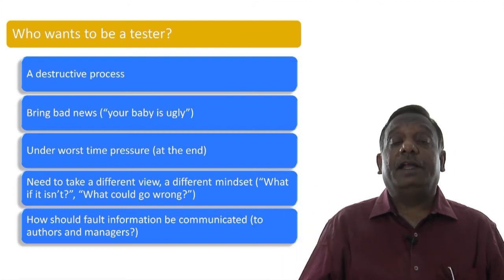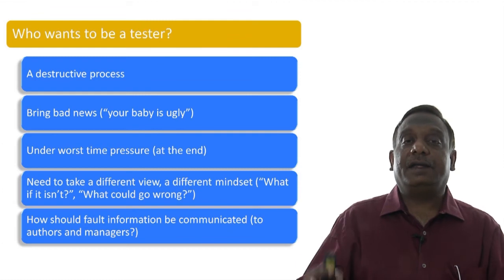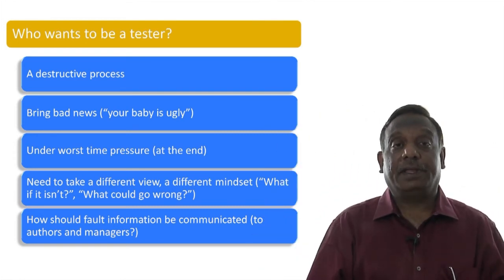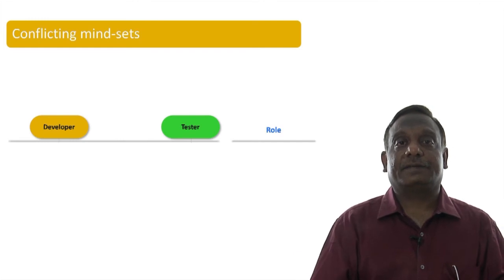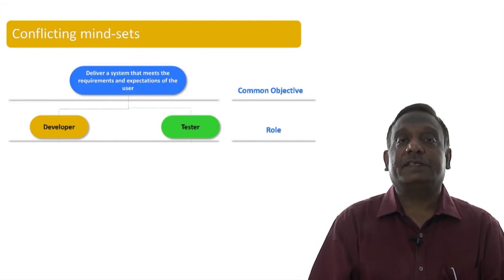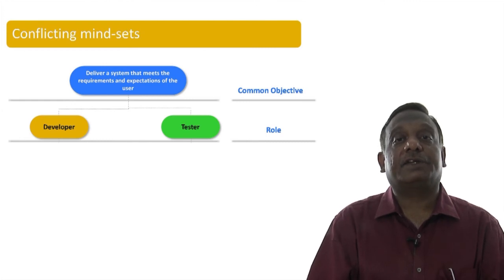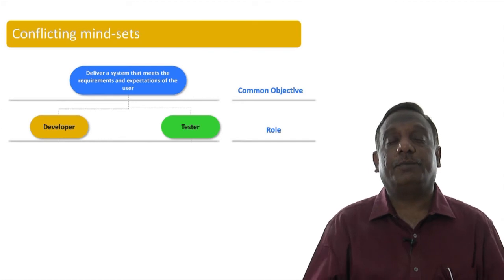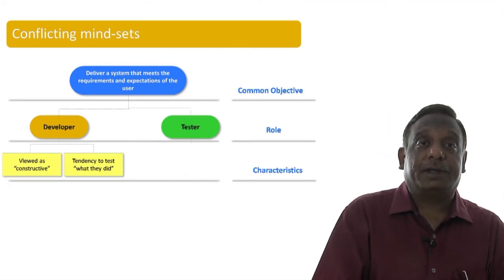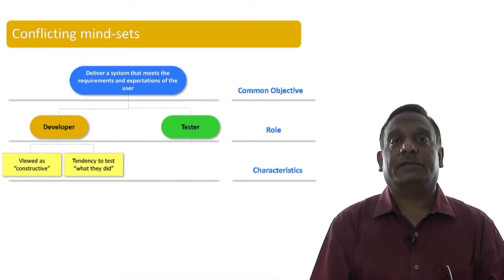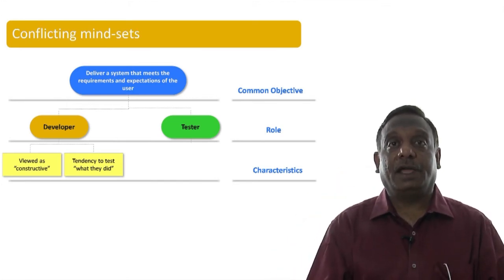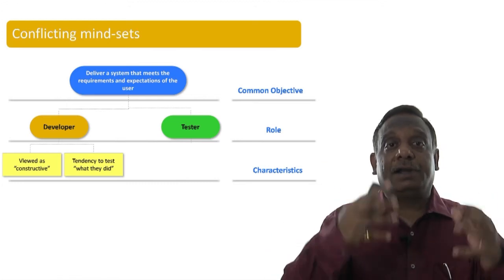So what we are really talking about here is that testers and developers have different kinds of mindsets. In a project team, there are developers and there are testers. There is a common objective for both of these roles, and that is to deliver a system that meets the requirements and expectations of the user. That is the common objective of both developer and tester. But while achieving this common objective, developers are viewed as constructive. They create things. Whatever they created works, they feel happy. They are more by nature people who build things.